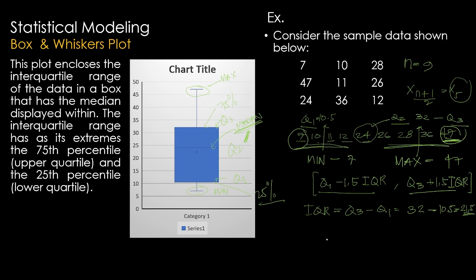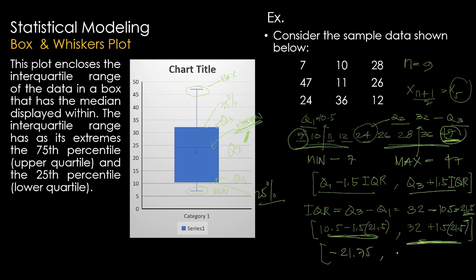So next, what do we do? We now find our range. So Q1, which is equal to 10.5, minus 1.5 of the IQR, 21.5. And Q3, which is equal to 32, plus 1.5 of the IQR. What are those values? What is this value right here? Please compute. Negative 21.75. And this one? 64.25.